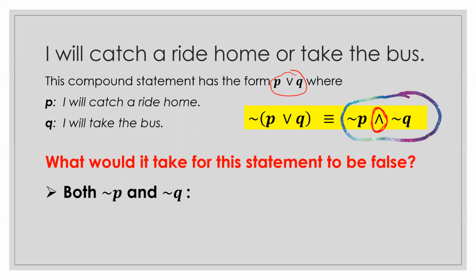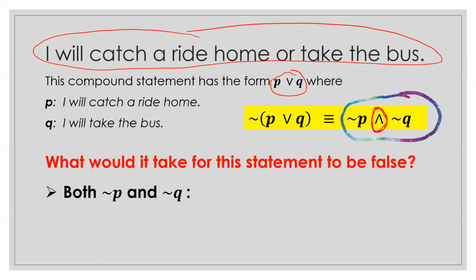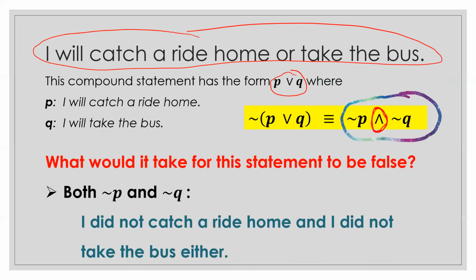That means both not Q and not P. So what would it take for this original statement to be false? In order for that original statement to be false, I would not have caught the bus home, and I would not have caught a ride home either. So to answer this question, in order for the original statement to be false, I would have to do both not P and not Q.